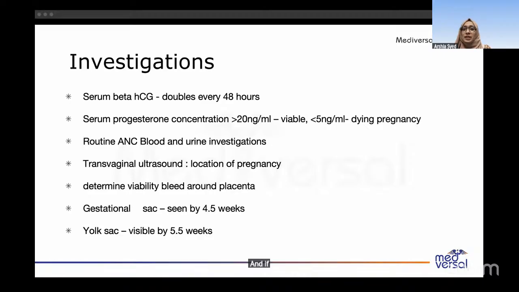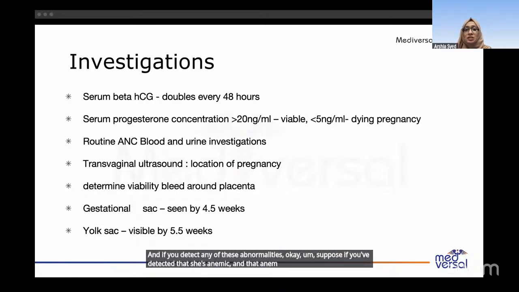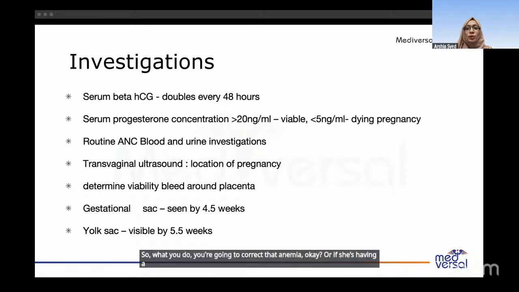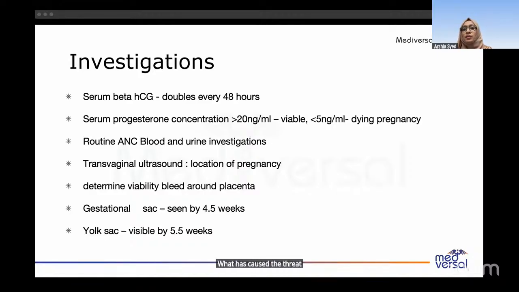If you detect any of these abnormalities, suppose you've detected that she's anemic and that anemia was the reason why the pregnancy was going to fail, then you're going to correct that anemia. Or if she's having a UTI, you're going to start treating her for the UTI. So you need to find what has caused the threat and then start treating that underlying cause.